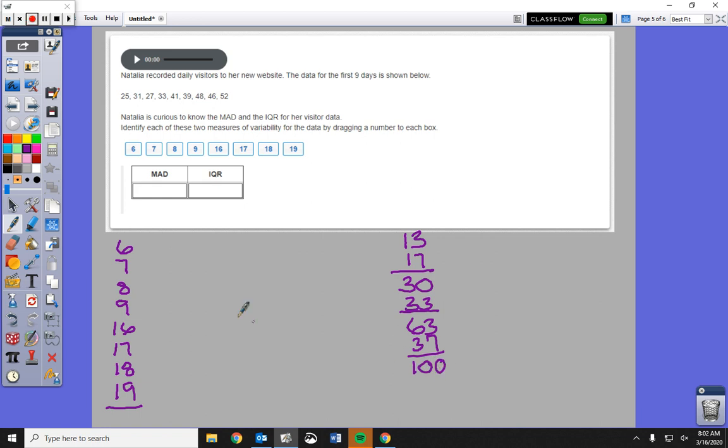Let me just double check my math. 6 and 7 give me 13. 8 and 9 give me 17. 13 plus 17 gives me 30. Check. 16 and 17 give me 33. Good. Alright, that's 100. Now, it says here we have to find the MAD. Well, I have 100 divided by 9.